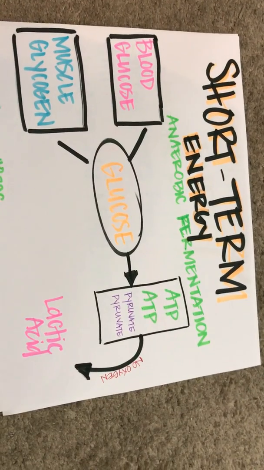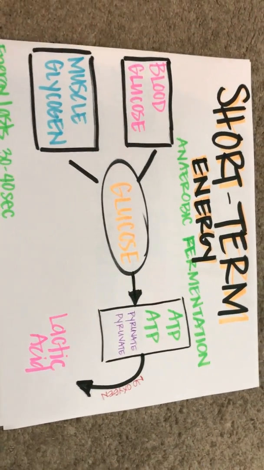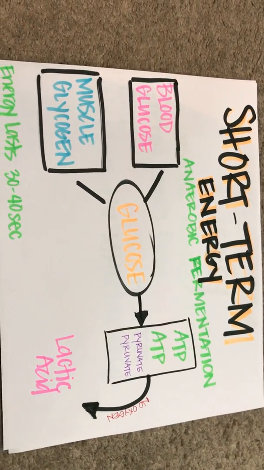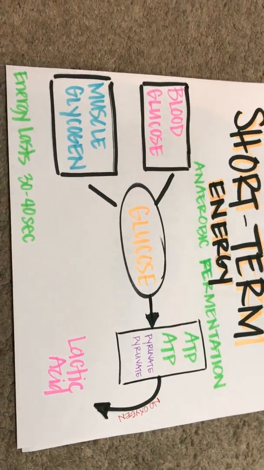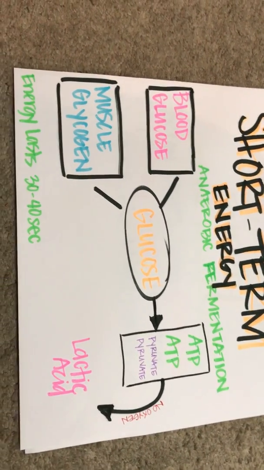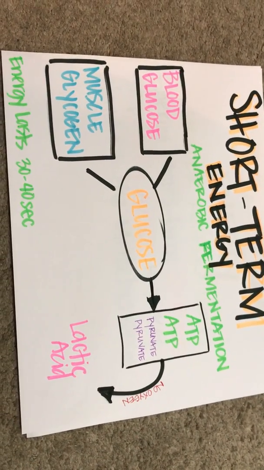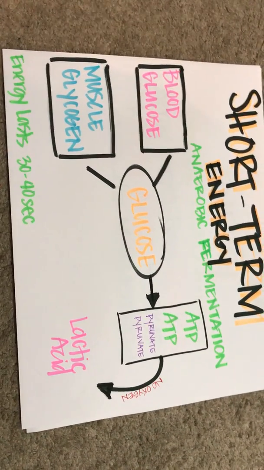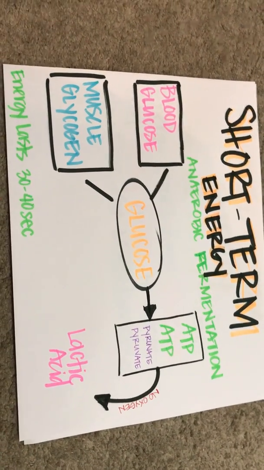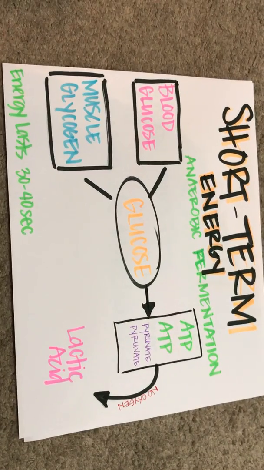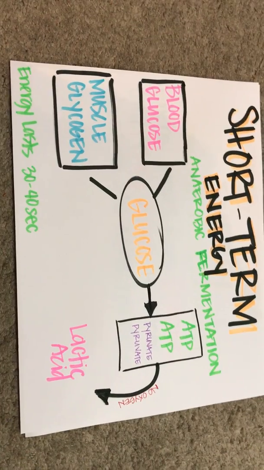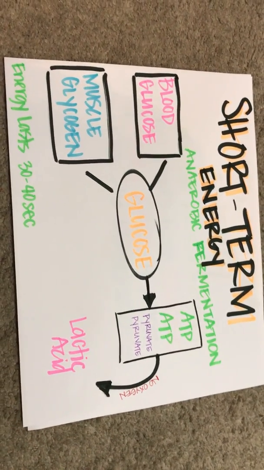The next energy is short-term energy, which is anaerobic fermentation. It usually comes from blood glucose and muscle glycogen, or glucose stored in the muscles. So once the energy in the phosphagen, or the immediate energy, is used up, the muscles then transition into anaerobic fermentation, where the muscles will obtain energy from glucose from the blood and their own stored energy.